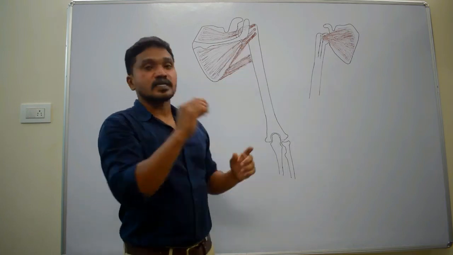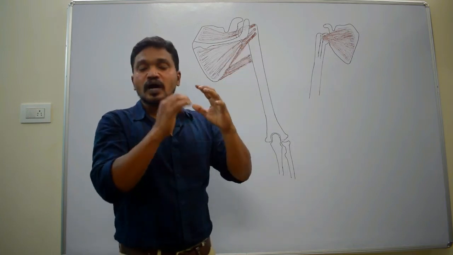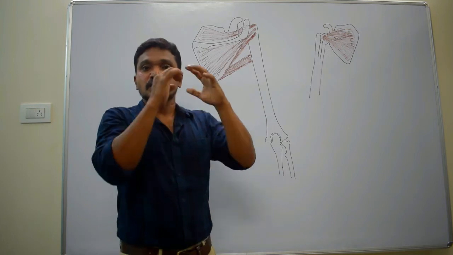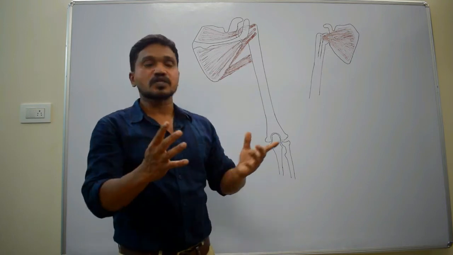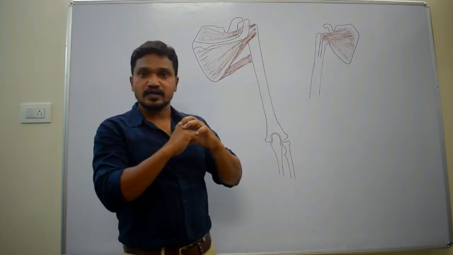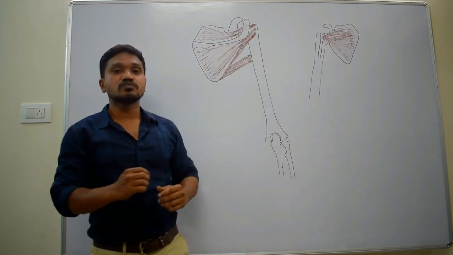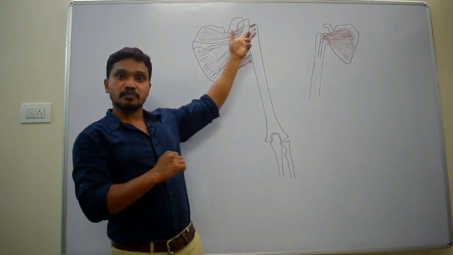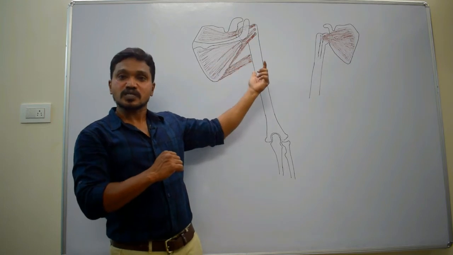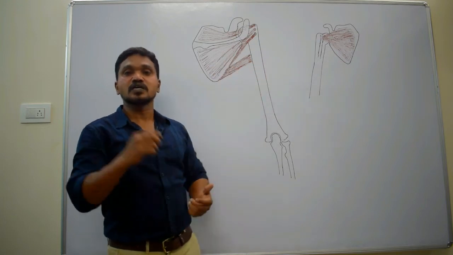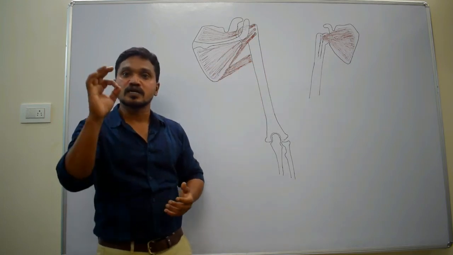When they are inserting, they become fibrous tissue, and those fibrous tendons blend with the capsule of the shoulder joint, so that these muscles strengthen the shoulder joint. But in the inferior part, there is no such arrangement. Because of that, inferior dislocation of the shoulder joint is common.